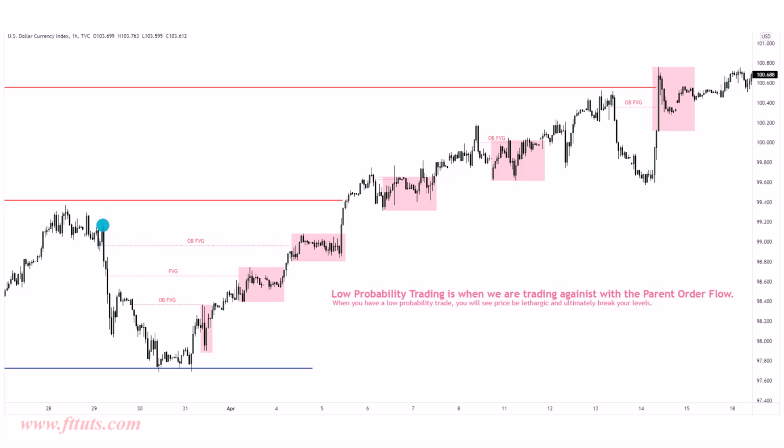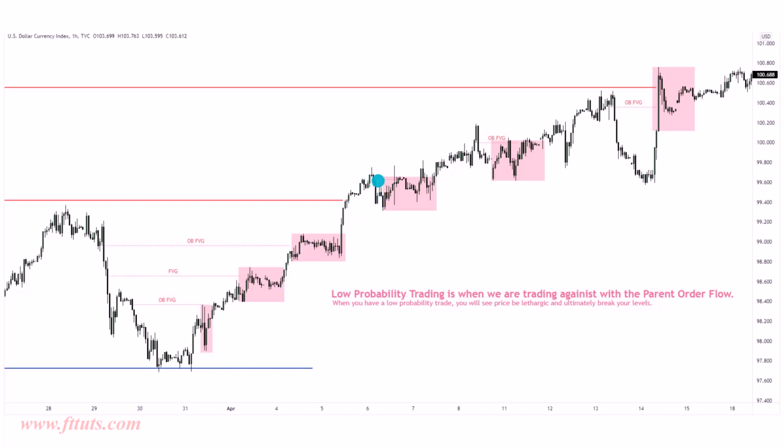Order block fair value gap here. Beautiful pattern, okay? But since it's against parent order flow, price just trades lethargic and then it breaks, seeking this draw on liquidity, which is this red line here, and these clean highs here. So everyone who thought this is going to be a lower high here, their stops are going to be placed above here, and the market is just going to trade aggressively towards that point.